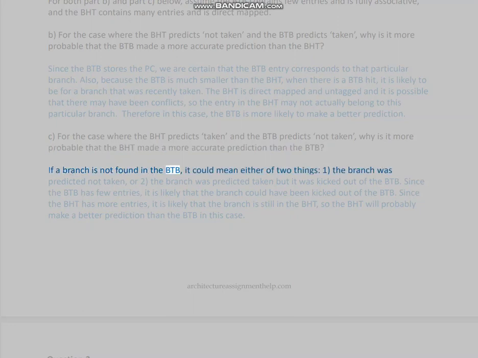If a branch is not found in the BTB, it could mean either of two things. 1. The branch was predicted not taken, or 2. The branch was predicted taken but it was kicked out of the BTB. Since the BTB has few entries, it is likely that the branch could have been kicked out of the BTB. Since the BHT has more entries, it is likely that the branch is still in the BHT, so the BHT will probably make a better prediction than the BTB in this case.